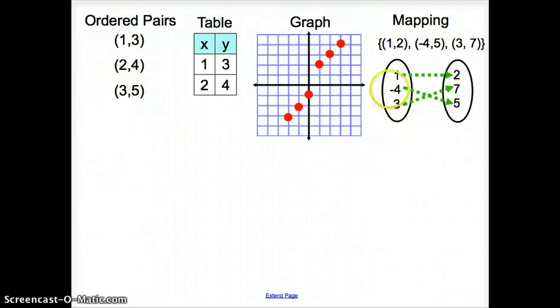Next, these are the 4 different ways that we can represent a relation. We can have it in ordered pairs, we can have it in a table, we can have it in a graph, or we can have it in mapping. We can represent the relation in 4 different ways: ordered pairs, tables, graphing, and mapping.